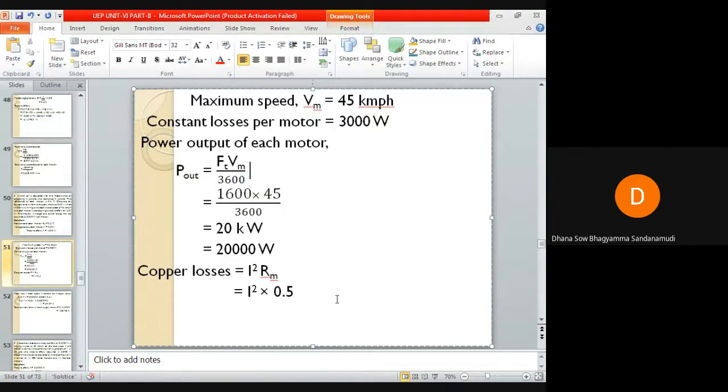In the problem, they have asked you to determine the current. We don't know the current. That's why I have written here copper loss equal to I squared R_m, but I don't know the value of I, and of course, I don't know the copper losses. So copper losses is equal to I squared into 0.5. That's what I can write, because I don't know the copper losses as well as the current value.